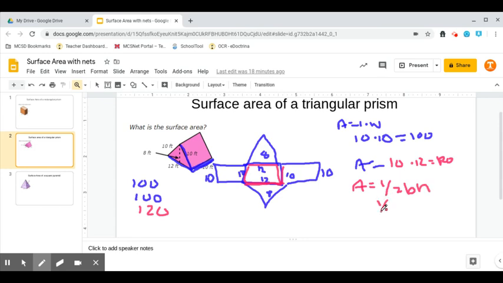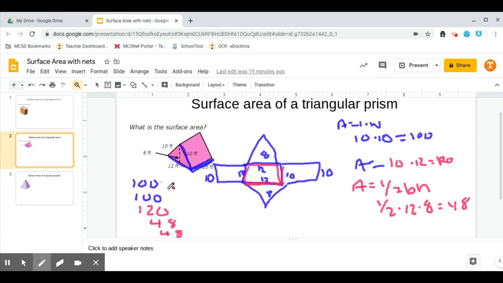So it's going to be 1/2 times the bottom. The base of my triangle is 12 times how tall it is. From here to the top, it said it is 8. So 1/2 of 12 is 6 times 8 is 48. So each triangle, which are going to be the same in this case, is 48.